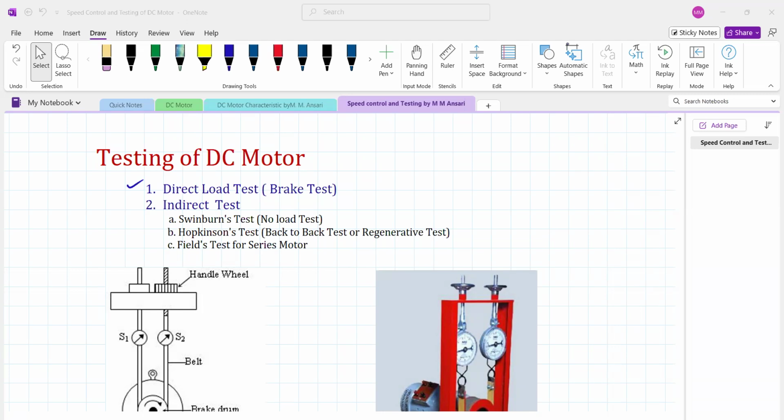First is the direct load test. It is called as a brake test. In this test, the motor is directly loaded at actual loading. And second is the indirect test.